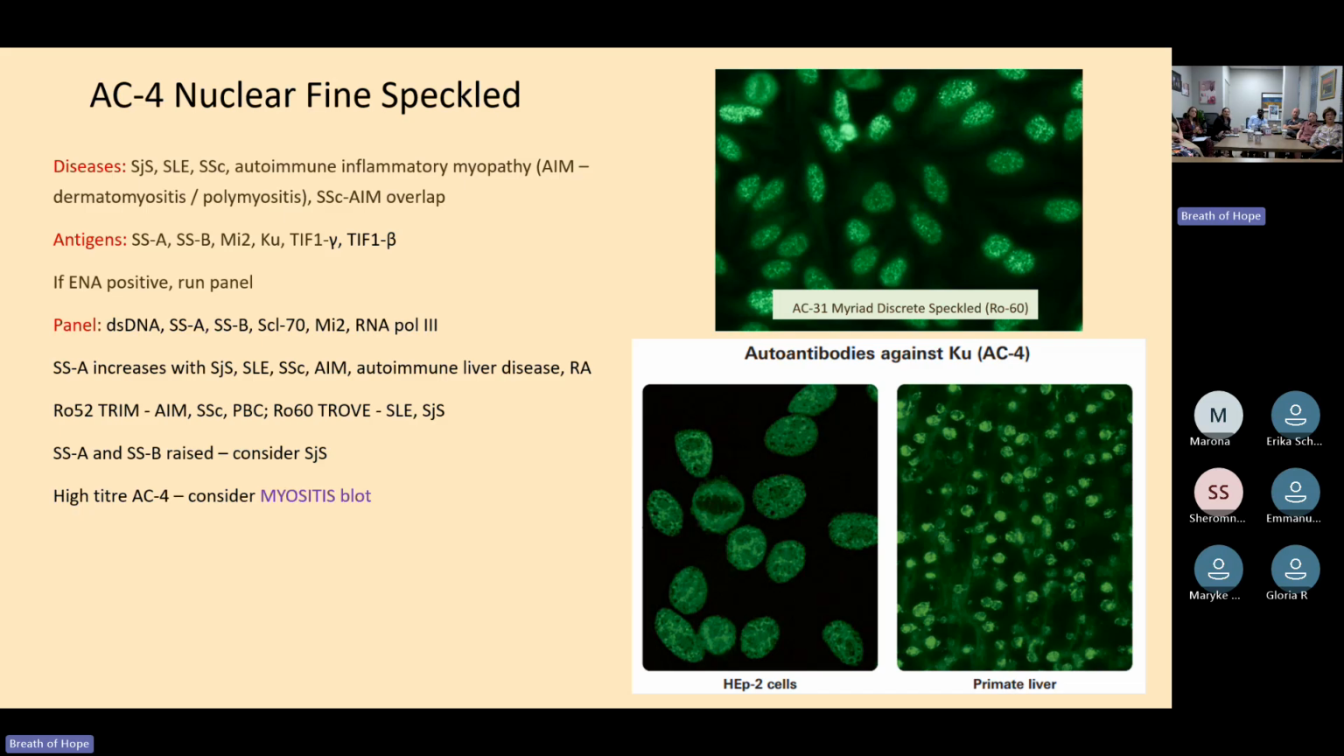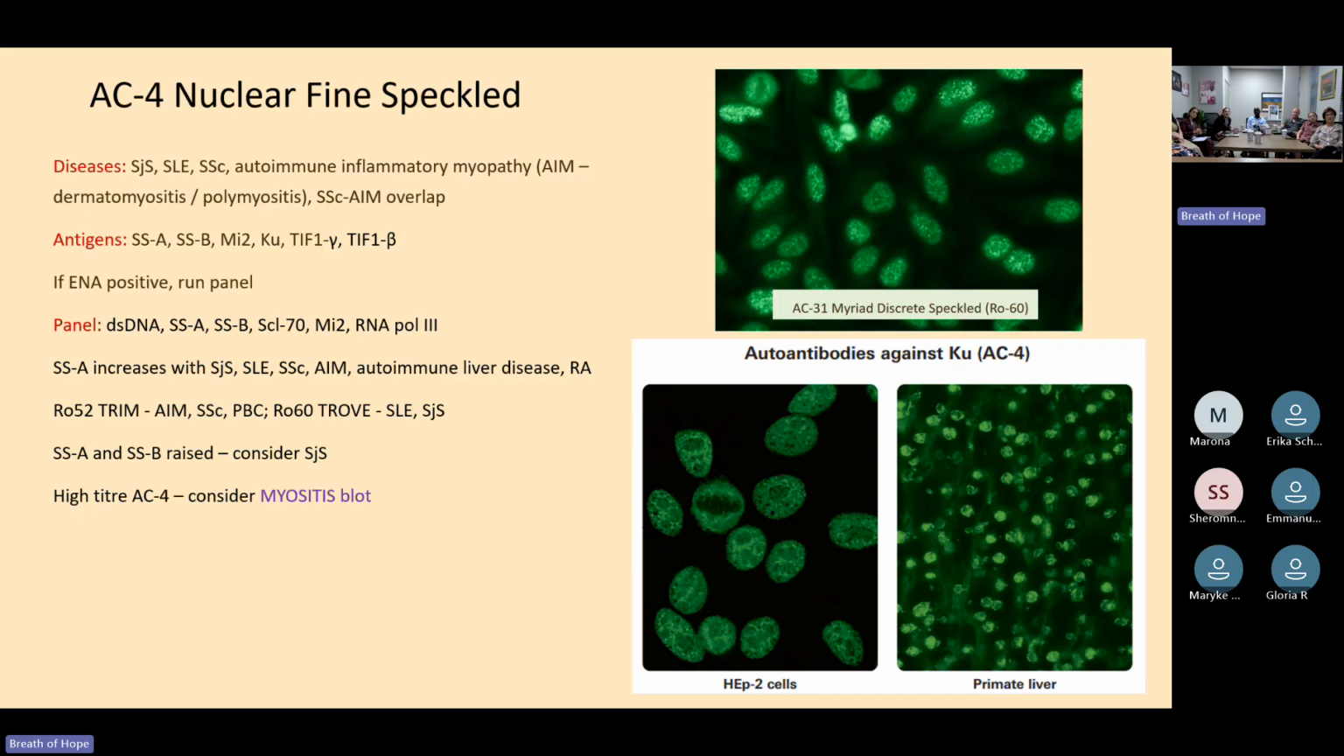And then if you look at your primate liver slide, it's got what they call a popcorn appearance. So we see this on the ANA. Our ENA is most likely, it could be positive because of SSA, but it's not going to detect the coup. So if we see this appearance, we will suggest that you do a myositis plot.